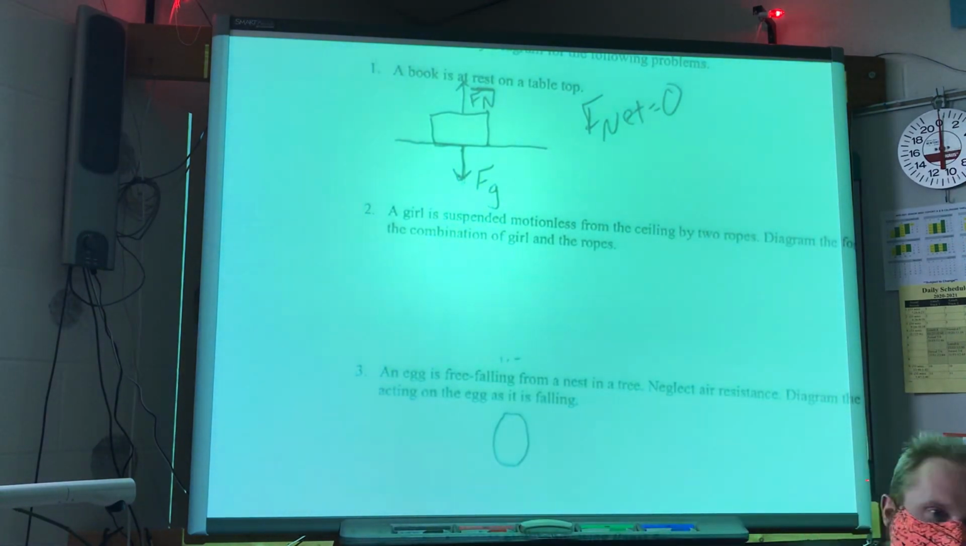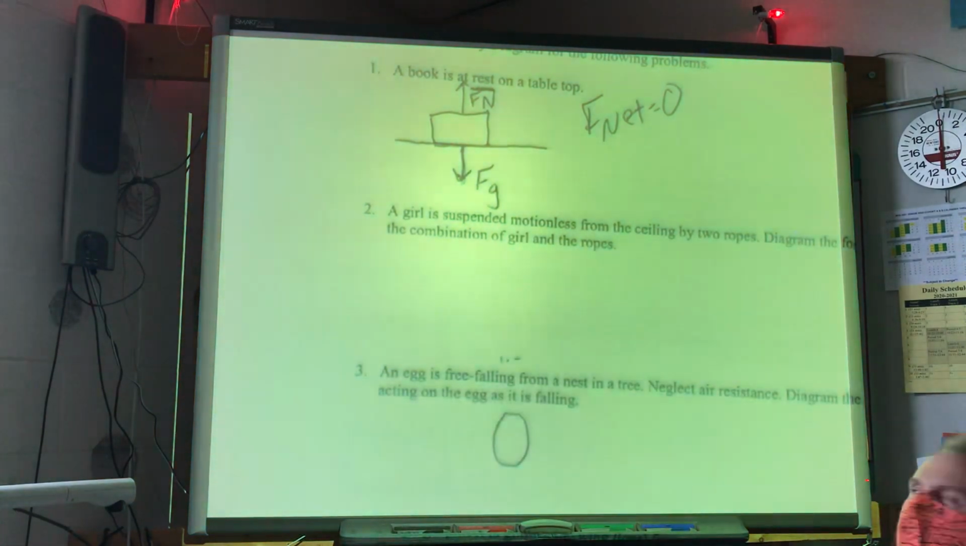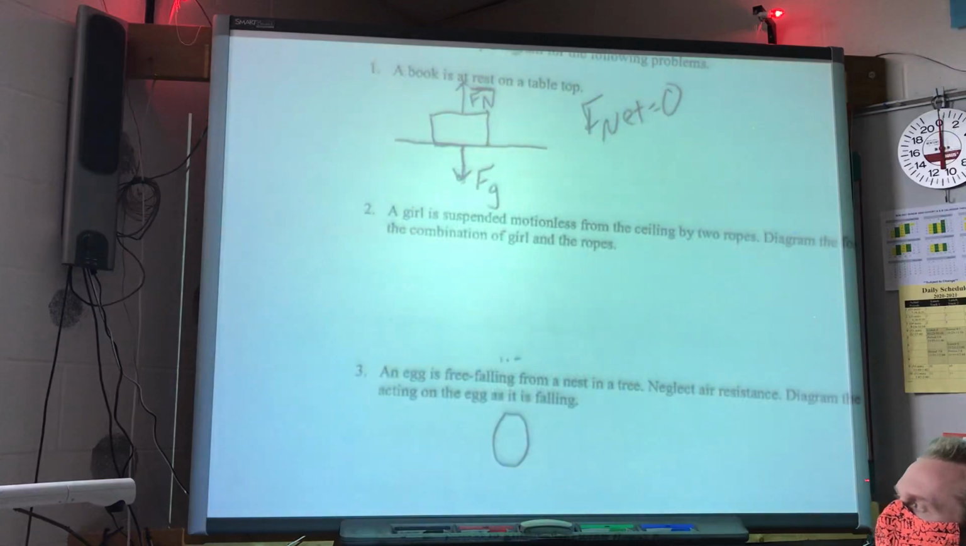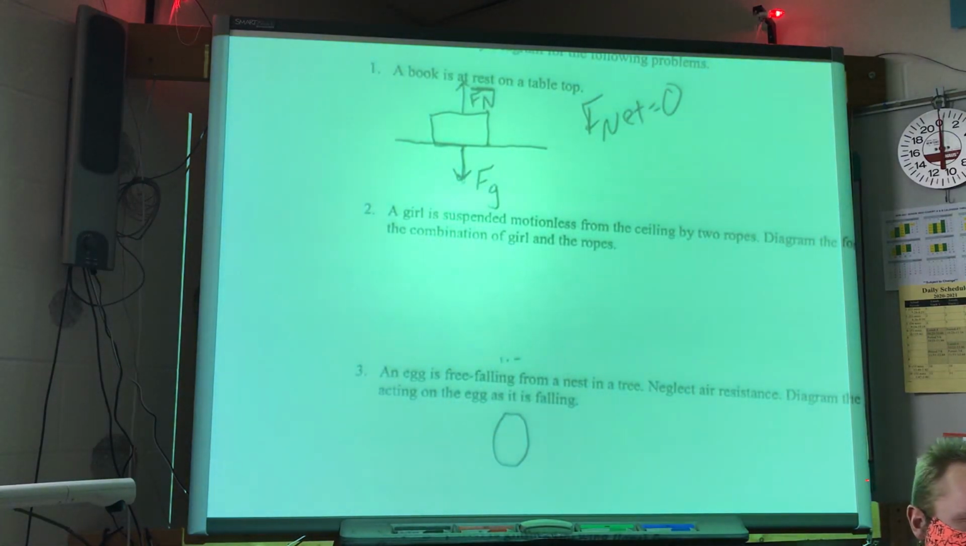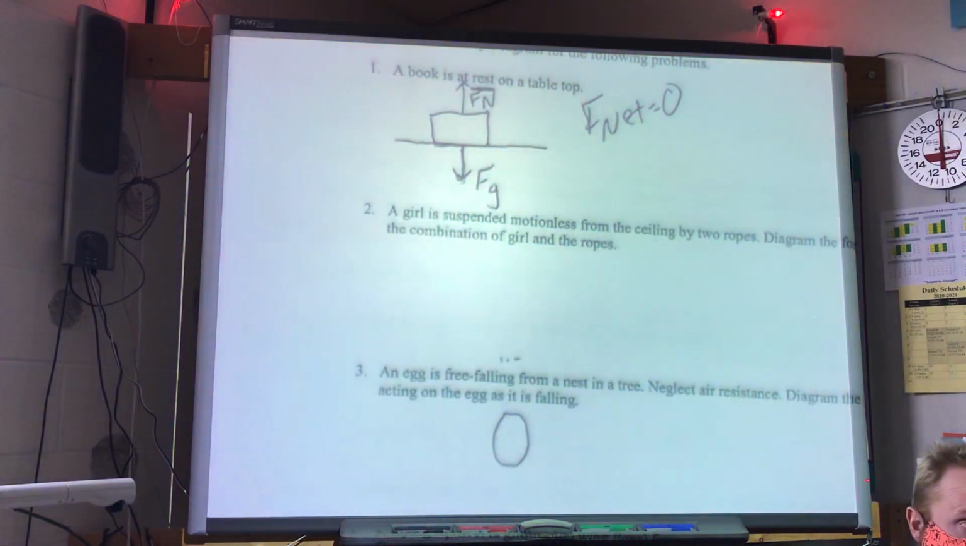Drew an egg instead of a box. Tried, went out of my comfort zone a little bit. And we have an egg that's free falling. What does free falling mean? What's the acceleration of that egg? Negative g. Negative 9.8 meters per second squared, right?